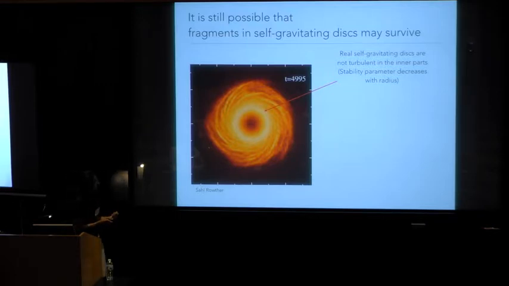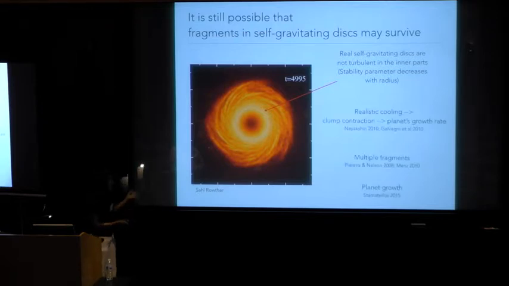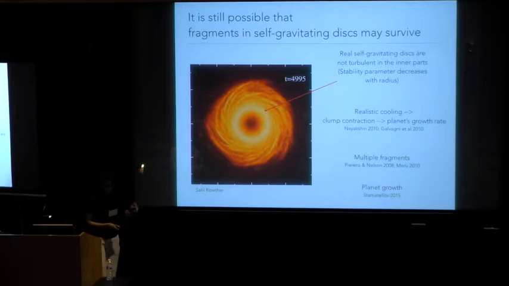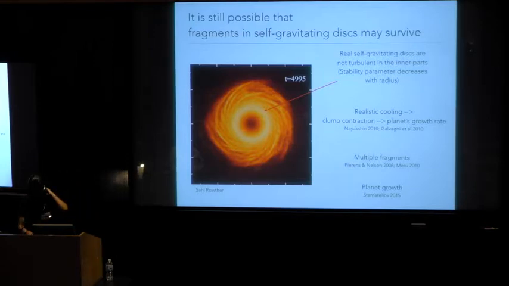In addition, we have other aspects that various people have considered: the cooling, whether or not multiple fragments can actually help planets to survive. That's another area that my student will be looking at. And of course, planet growth. Dimitri actually showed in 2015 that there's some chance that it's more likely to survive if the planets are larger.